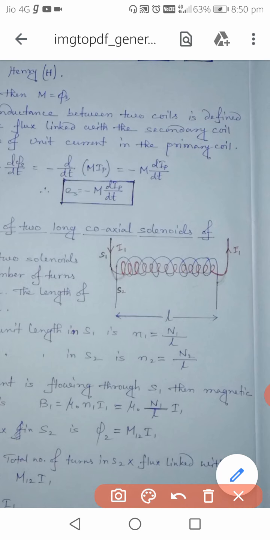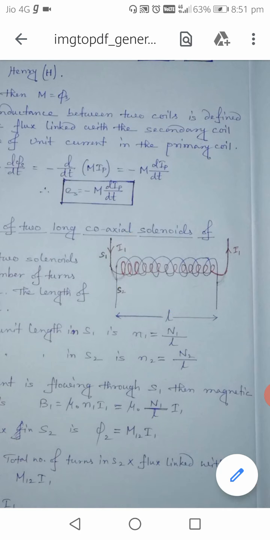Now here you can see that the name of this coil is S2 and the name of this coil is S1, this one, the smaller one. Smaller means its area is small, but their lengths are the same, L. Suppose current I1 is passing through S1, that we will consider the first time. In the second case we will consider another current I2 passing through the coil S2.